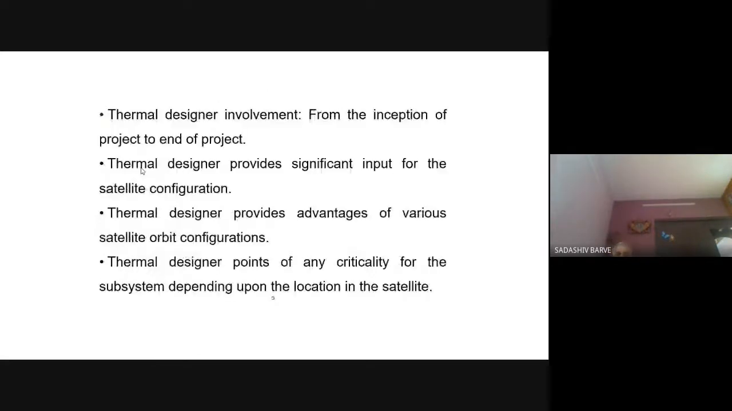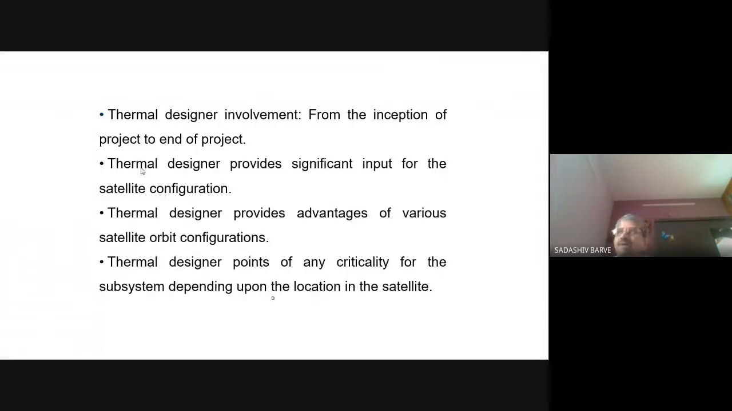Now, whenever you say somebody is a thermal designer, his involvement starts from the inception of the project to the end of the project. Because once he is involved from the time the satellite concept starts, he will know the satellite orientation, altitude, configuration, and the power dissipation level that needs to be handled. Then, depending on that, he can give significant input for the satellite configuration.